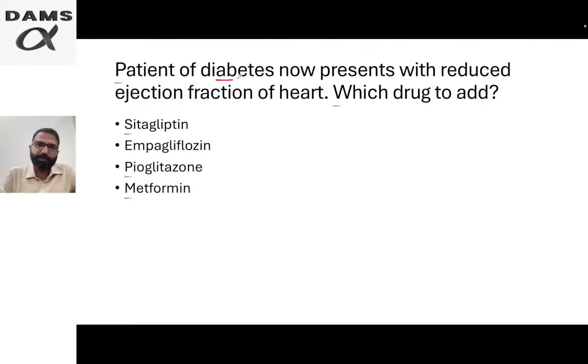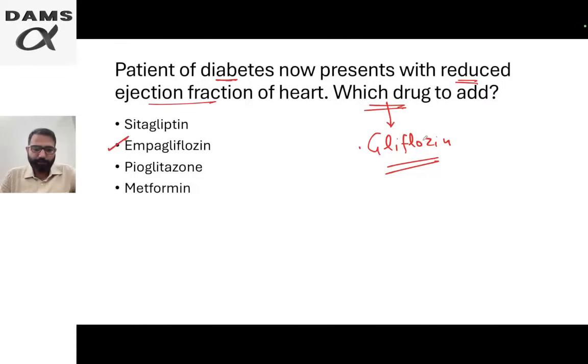Okay, patient of diabetes, I think there is no confusion in this question. Patient of diabetes presents with reduced ejection fraction of the heart. So this is one of the simplest questions. Again, some questions were very simple this time, but 3-4 questions were definitely on the tougher side, in which the students were confused with the language. Question was not tough, topic was not tough, the language was tough. So which drug? I think every bacha knows gliflozin. So it is the empagliflozin.